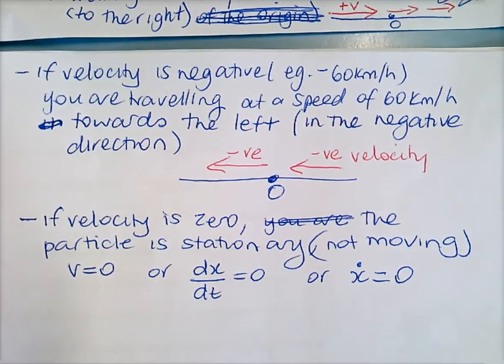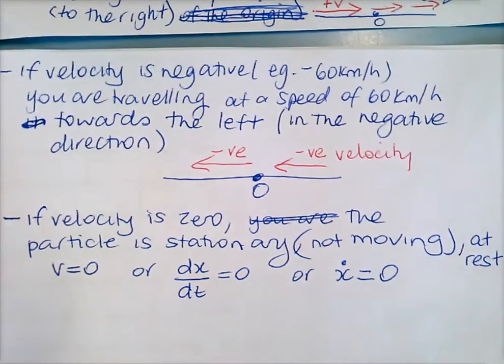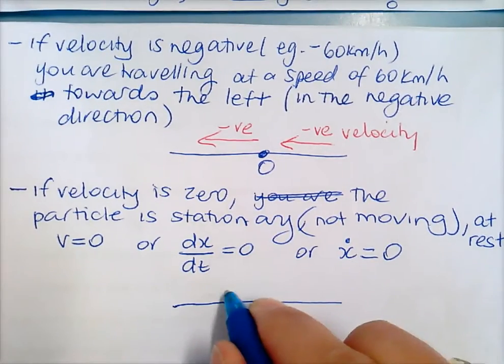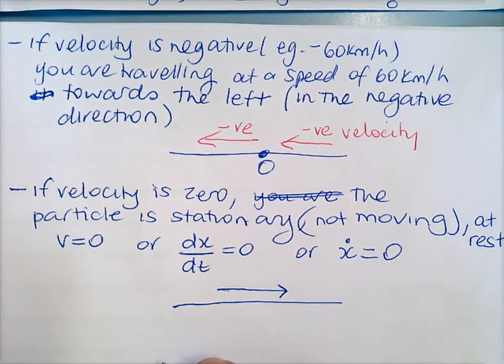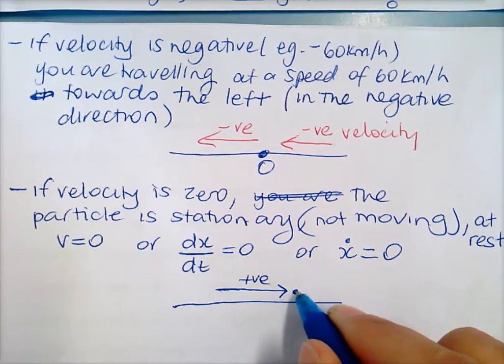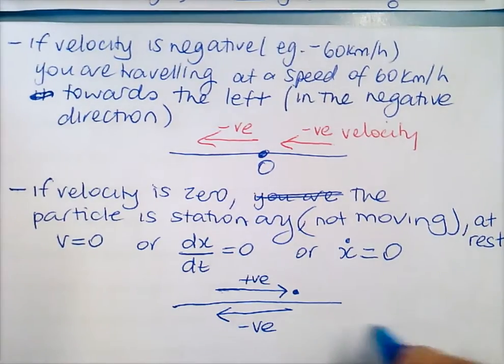Now, at rest, or it's at rest. That's another way that they can say it. Those are the times that you would be at rest. Let's say you're travelling in the positive direction, and then you have to stop to turn around. This is particles moving in a straight line. So if you're travelling in the positive direction, you have to then stop and come to rest, and then you'll travel back in the negative direction. So it's like just thinking of a number line.